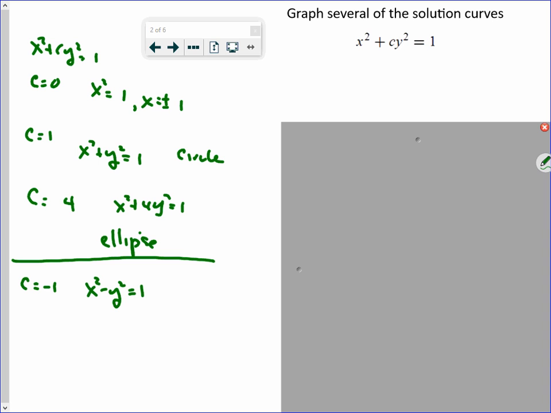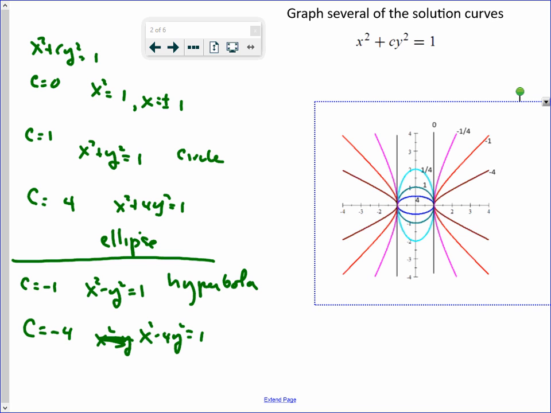Okay. What conic section is that? It's a hyperbola, yeah. And if you change negative values here, well, x squared minus 4y squared equals 1. That's still going to be a hyperbola. It's just going to be kind of squished up or stretched out in a particular way. So what I've done is I've got a nice program on my computer, and I graphed several of these to show you what this one parameter family looks like. See if I can enlarge that a little bit.